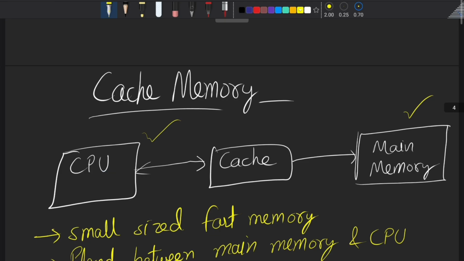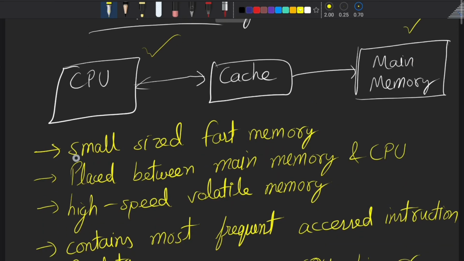Now let's see its features. Small size fast memory. Cache memory is a very small size fast memory. It is placed between main memory and CPU as we have already discussed. And it is a high speed volatile memory similar to RAM. It is volatile. That is, if the power is turned off, then all the contents in the cache memory are lost.